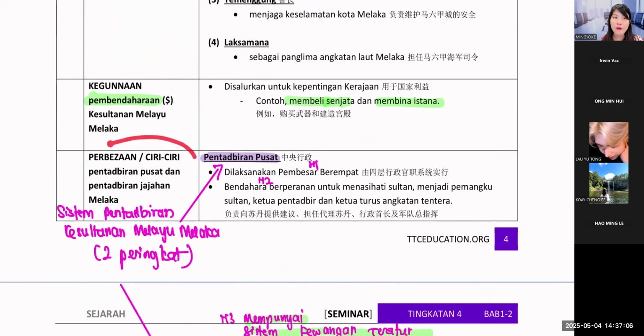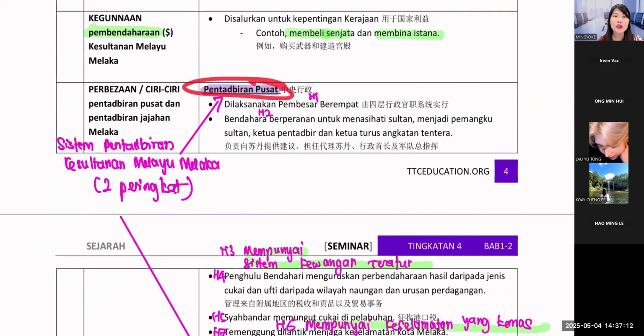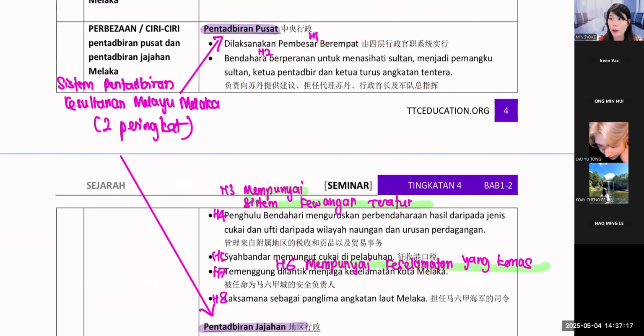Okay, now, then of course you can also explain that the Malacca government is divided into central government and state government. So of course, here is a simplified short notes version. It's not completely all the points in, but it's already enough for you to answer in the exam.